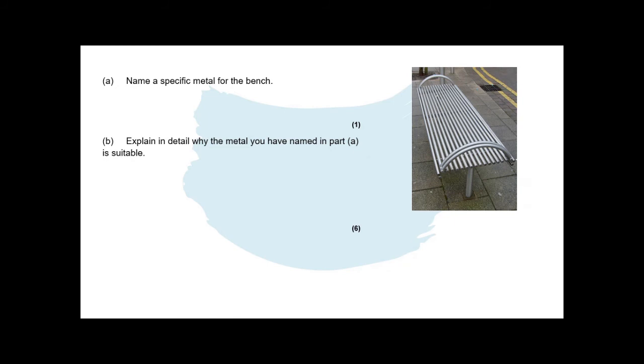Next question: name a specific metal for the bench, and then explain in detail why the metal you have named in part A is suitable. Remember, as I said before, we went through these questions, you're going to have to mix or join more than one theory together. So far, all the questions have asked you the metal, which just covers the metals topic, but then they've asked you to talk about the processes that go with it as well. So we really are combining two topics together.